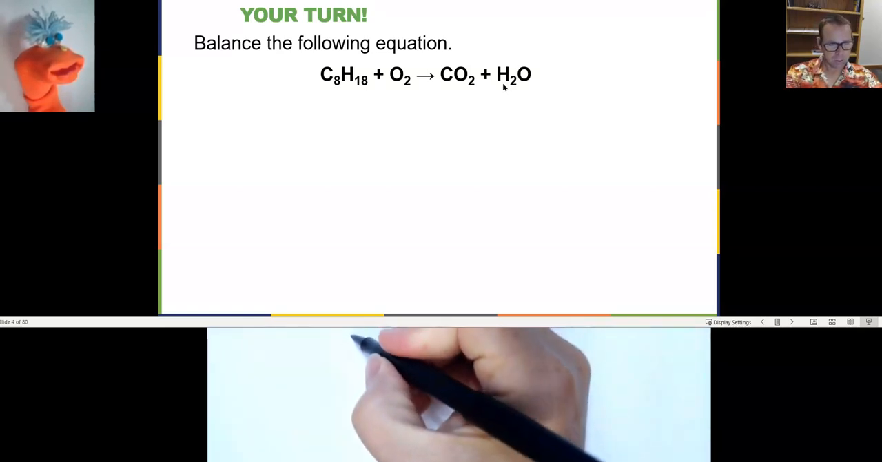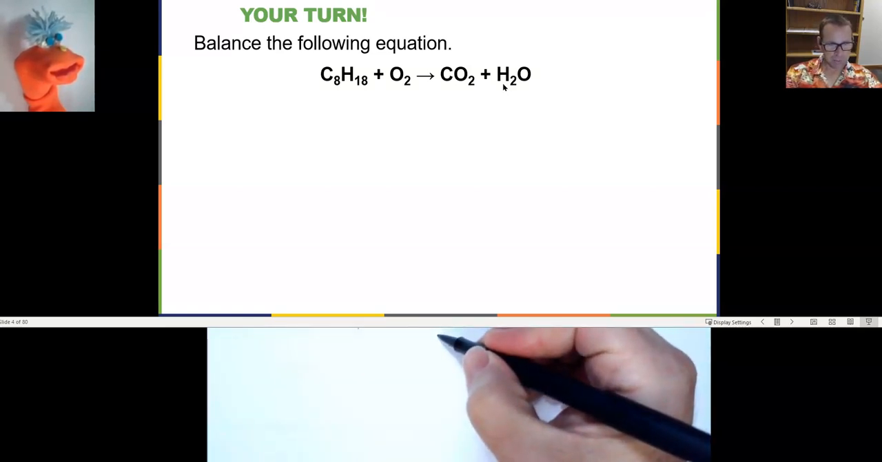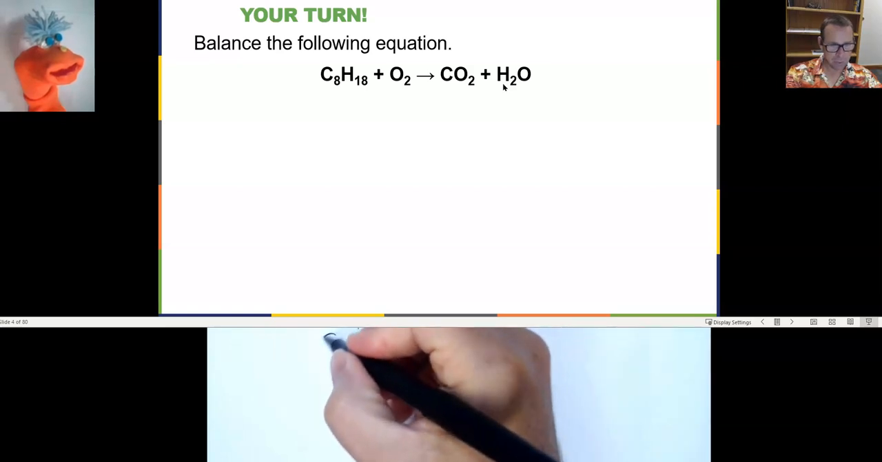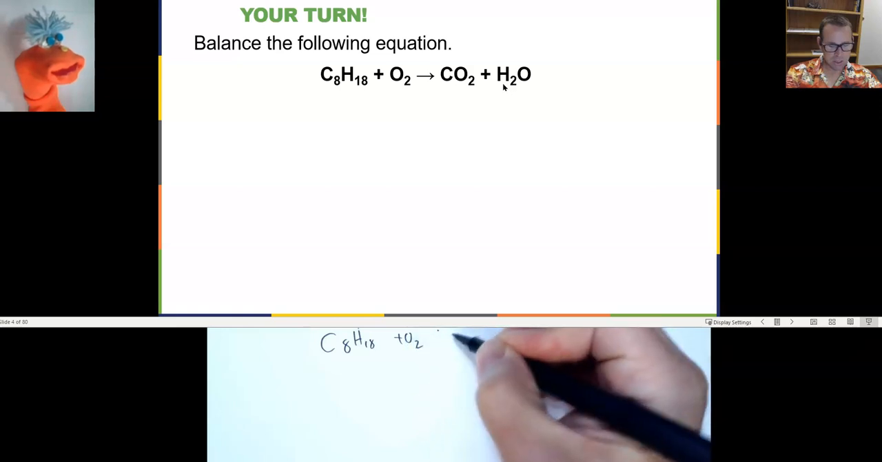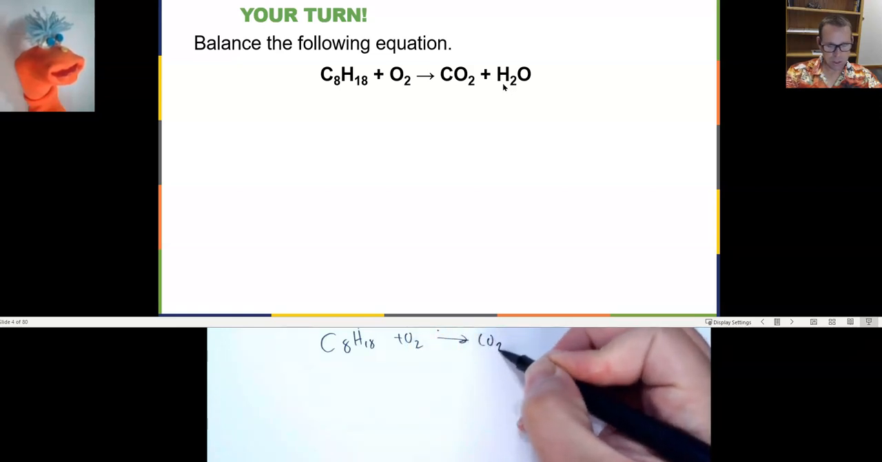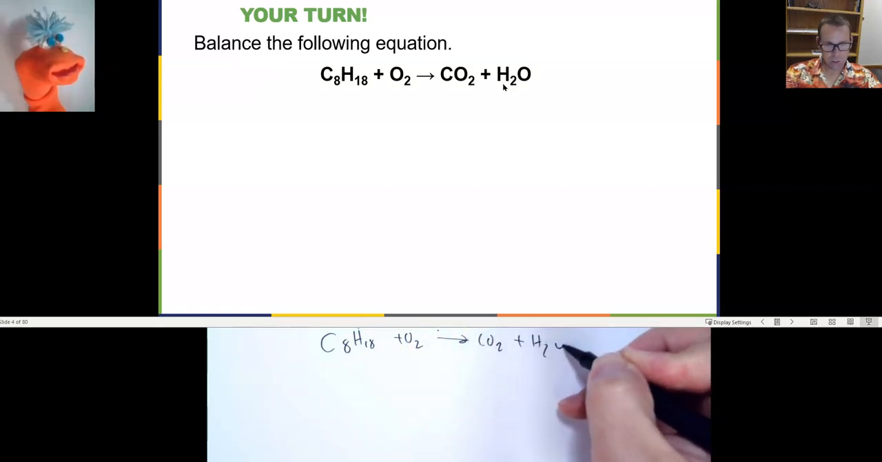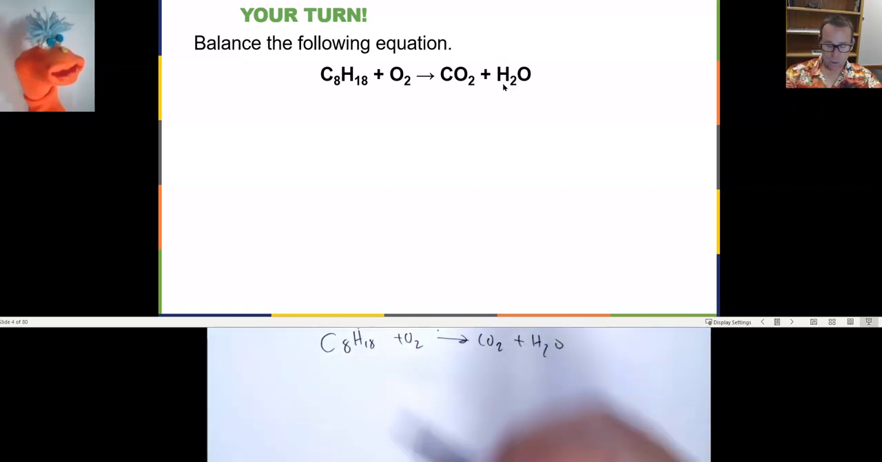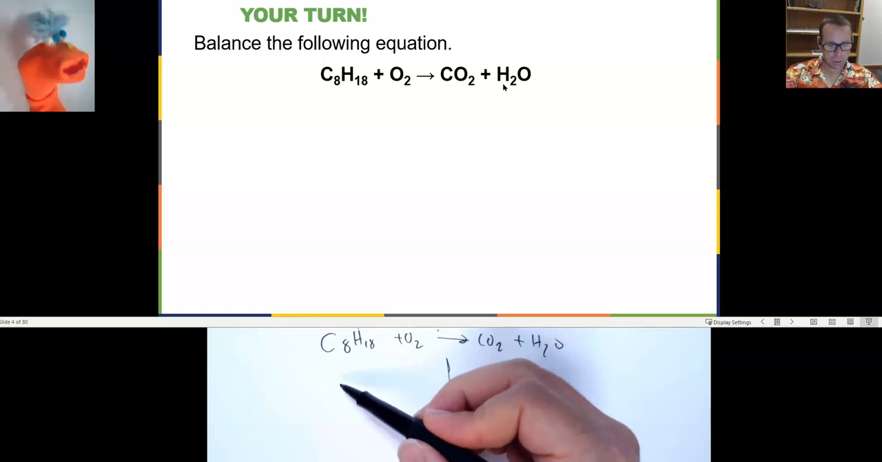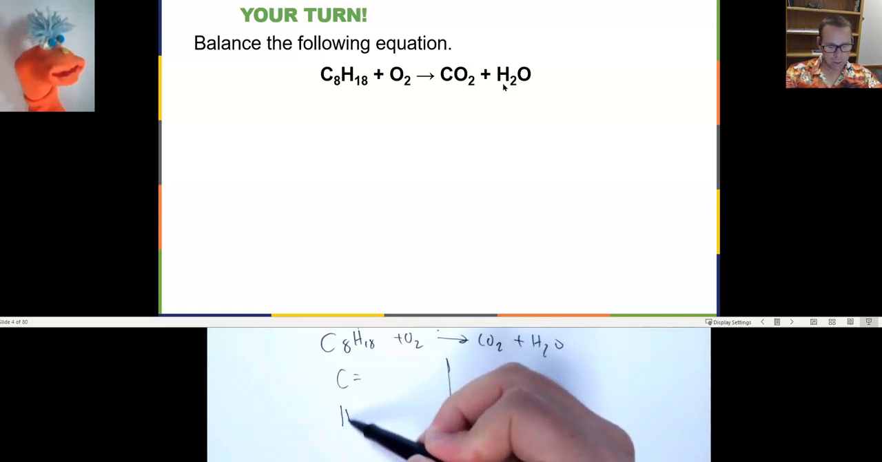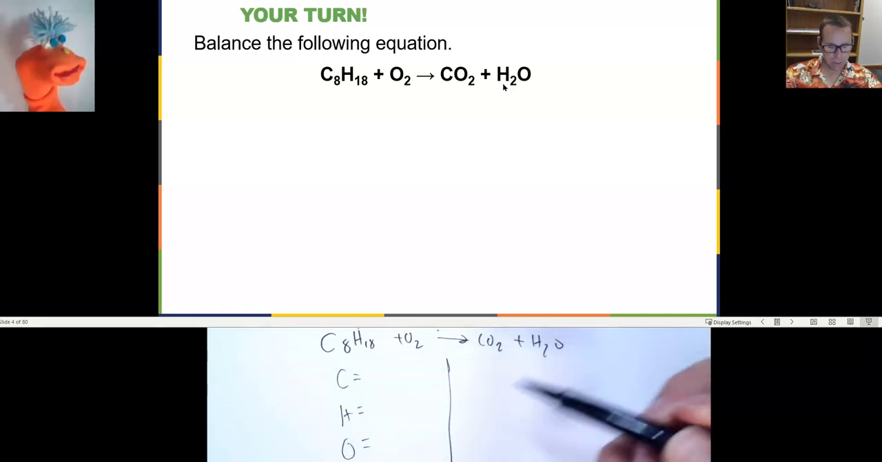All right. So I'm going to write my equation down. C8H18 plus oxygen gas going to carbon dioxide and water. And my coefficients are 0. On the left, I have what elements? Carbon, hydrogen, and oxygen. On the right, the same ones? Yeah.